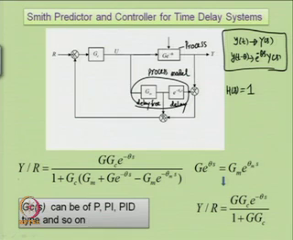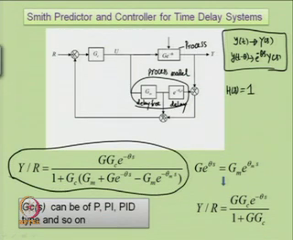Now, the closed loop transfer function of the system with respect to the reference input can be given by the equation G G_C e^(-θs) upon 1 + G_C G_m + G e^(-θs) - G_m e^(-θ_m s).